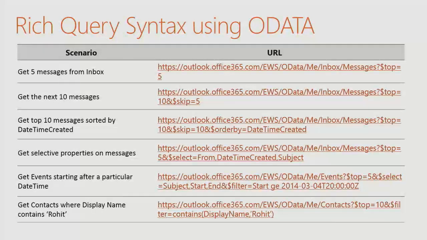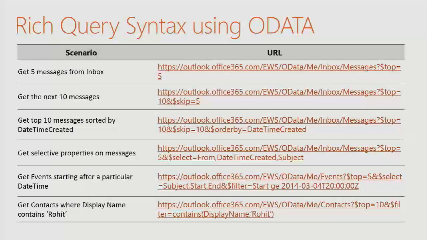Then there's the other one. You want to only get select properties, because a lot of times when you're writing apps for smaller devices like tablets or for phone, you want to make sure your payload is small. So for that, you can use the select and say, I'm just interested in getting these 3 properties. And you can use the select parameter for that.